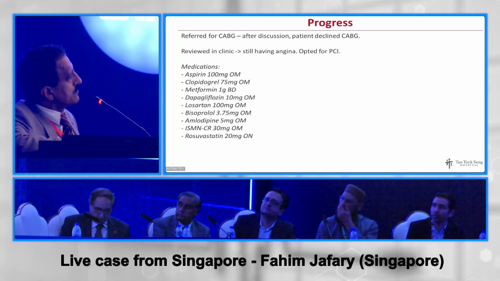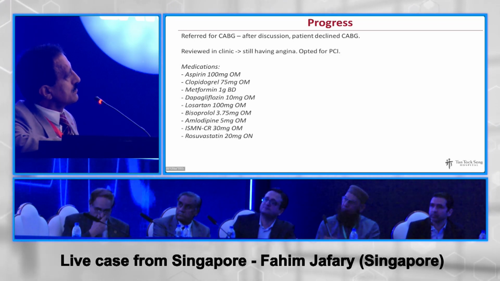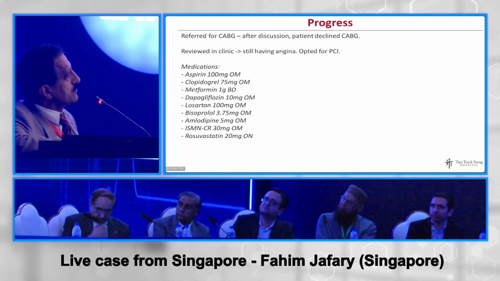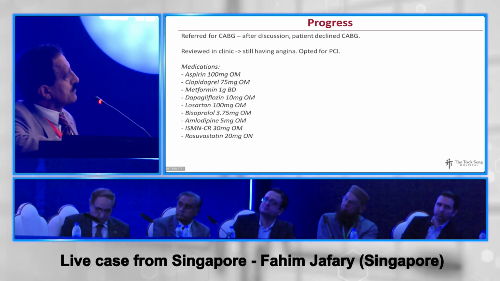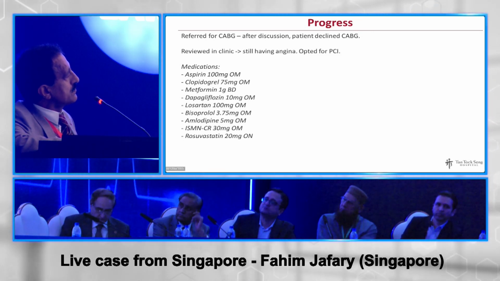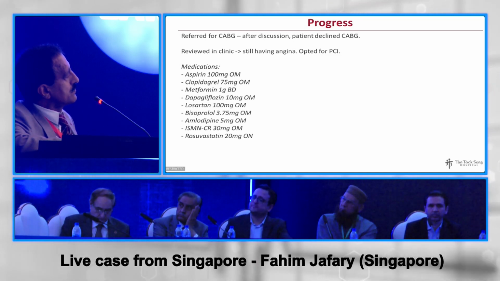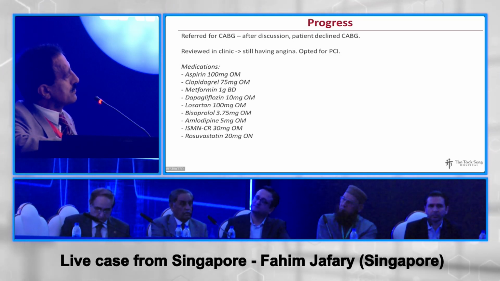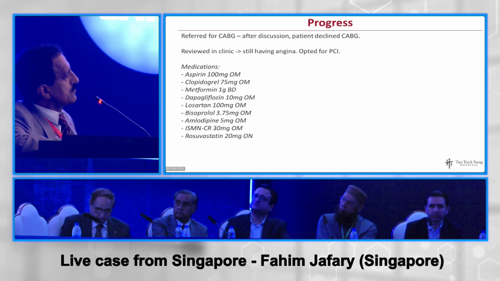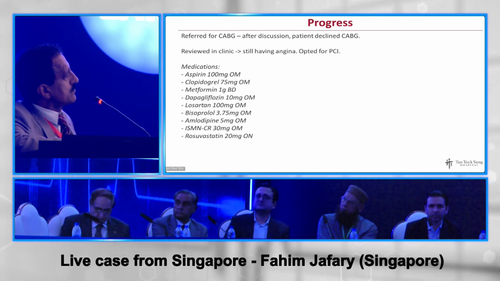He was referred for CABG because of the triple vessel disease, and the patient declined CABG. When we reviewed him in clinic, he was still having limiting angina. You can see from the medications that he's really on optimal medical therapy. So he opted for high-risk PCI. Next slide.